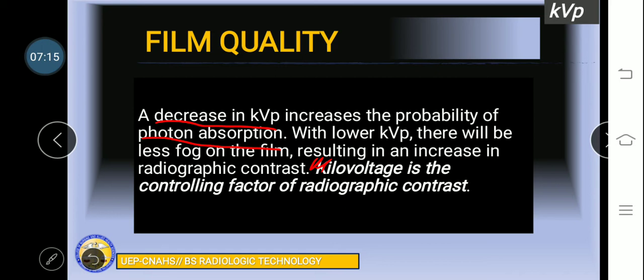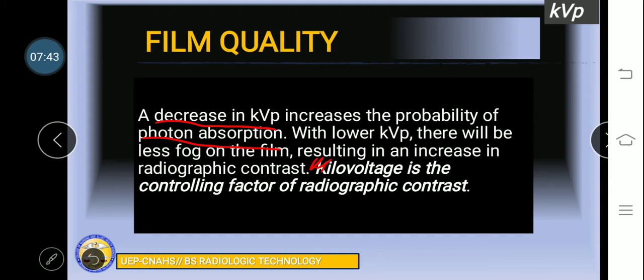But whereas when we speak of the chest, abdomen, skull, so technically we will apply a higher kilovolt peak that will be required for bigger penetration. Kaya sa mga parts na yon, nagkakaroon or nag-i-increase ng fog ang film. So therefore, nagre-reduce yung contrast. But there's a remedy for that.